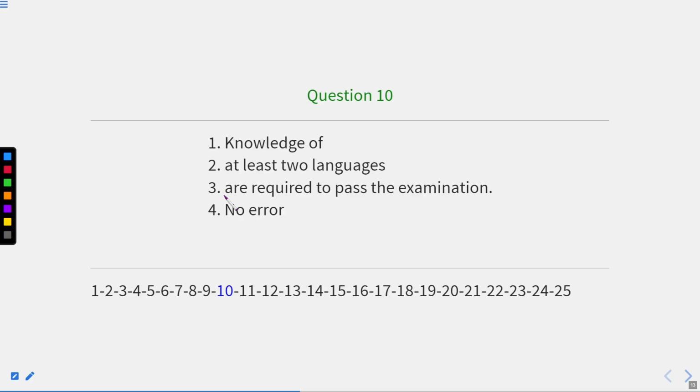Now, knowledge of at least two languages are required to pass the examination. Again, as I told you, this knowledge is the subject, whereas this of two languages is the partitive, on which the verb is not dependent. The verb depends on the subject, and the subject is knowledge. Knowledge is uncountable. Of course, it will be considered singular. Therefore, this are should be replaced with is. So the correct answer will be the third, where this are should be replaced with is required. The correct sentence will be, knowledge of at least two languages is required to pass the examination. Now let us move to the next one.